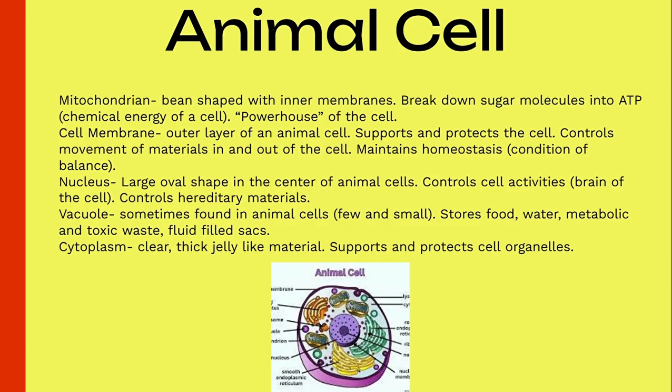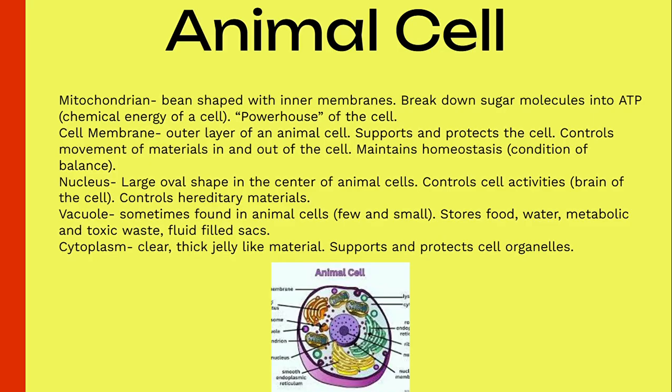So adenosine triphosphate is what that stands for. Again, ATP is chemical energy of a cell, and the mitochondrion is the powerhouse of the cell. The cell membrane is the outer layer of the animal cell. It supports and protects the cell, controlling the movements of materials in and out of the cell, maintains homeostasis, which again is a condition of balance.